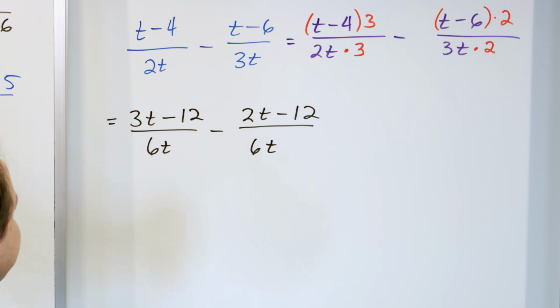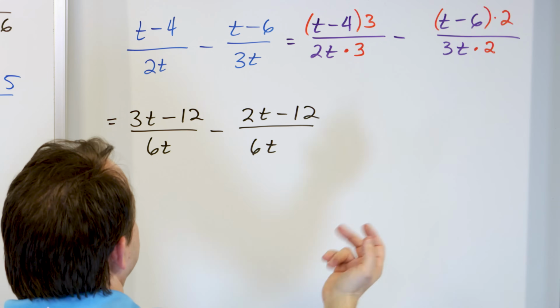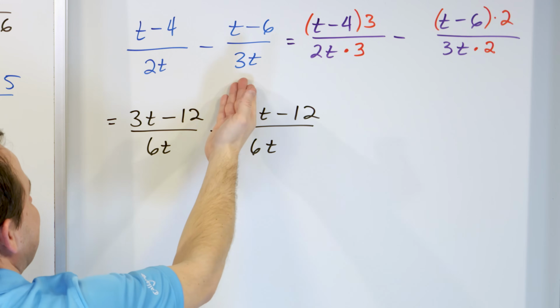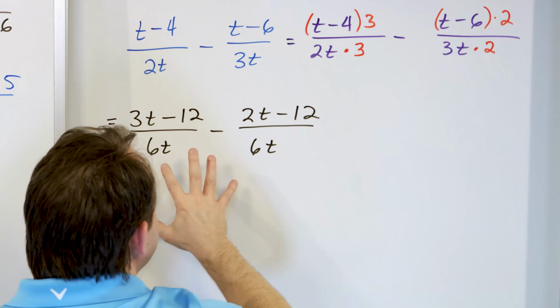Now, if I just gave you this problem just like this, you'd say, okay, sure, I can add those together. I got a common denominator, no problem. I'll just use 6t as the common denominator, and that's correct. But when I give it to you like this, you have to manipulate them in such a way that you can get a common denominator.